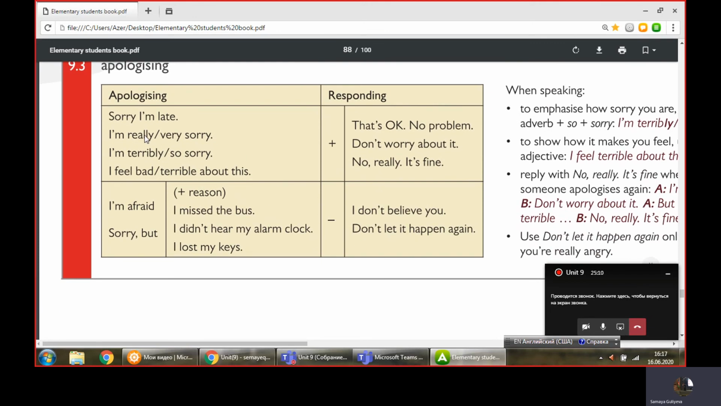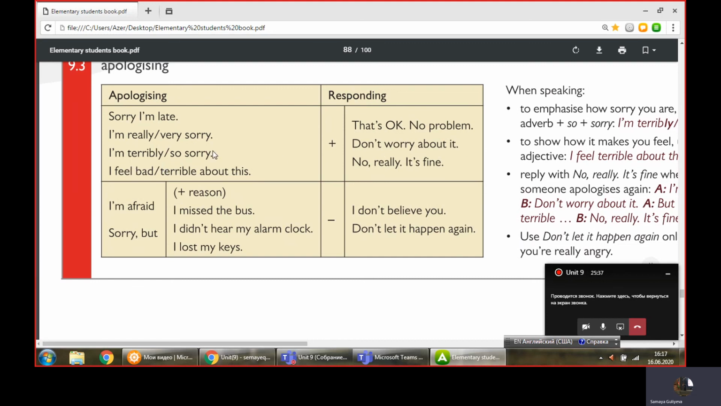Apologizing: "Sorry, I am late." You use these phrases or sentences to show you're apologizing. A response can be like this: "That's okay, no problem." "I'm really very sorry." You can use "I'm really sorry" or "I am very sorry" and respond, "Don't worry about it."